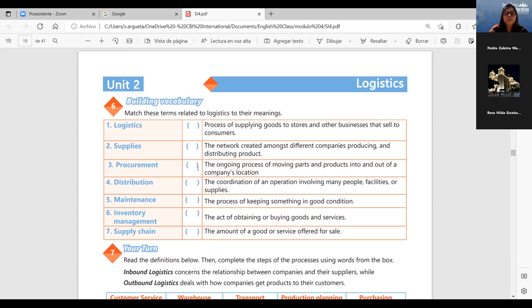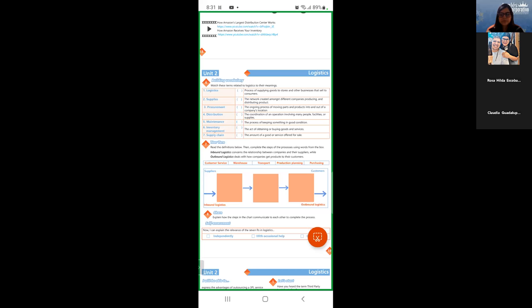Okay, the number seven. The ongoing process of moving parts and products. Okay. Bueno, si quiere, terminemos de leerla, vea. The number seven, I think, is the coordination of the operation involving many people, facility, or supplies. Sería la number two esa. Number two. Logistics. The ongoing process of moving parts and products into and out of a company's location.